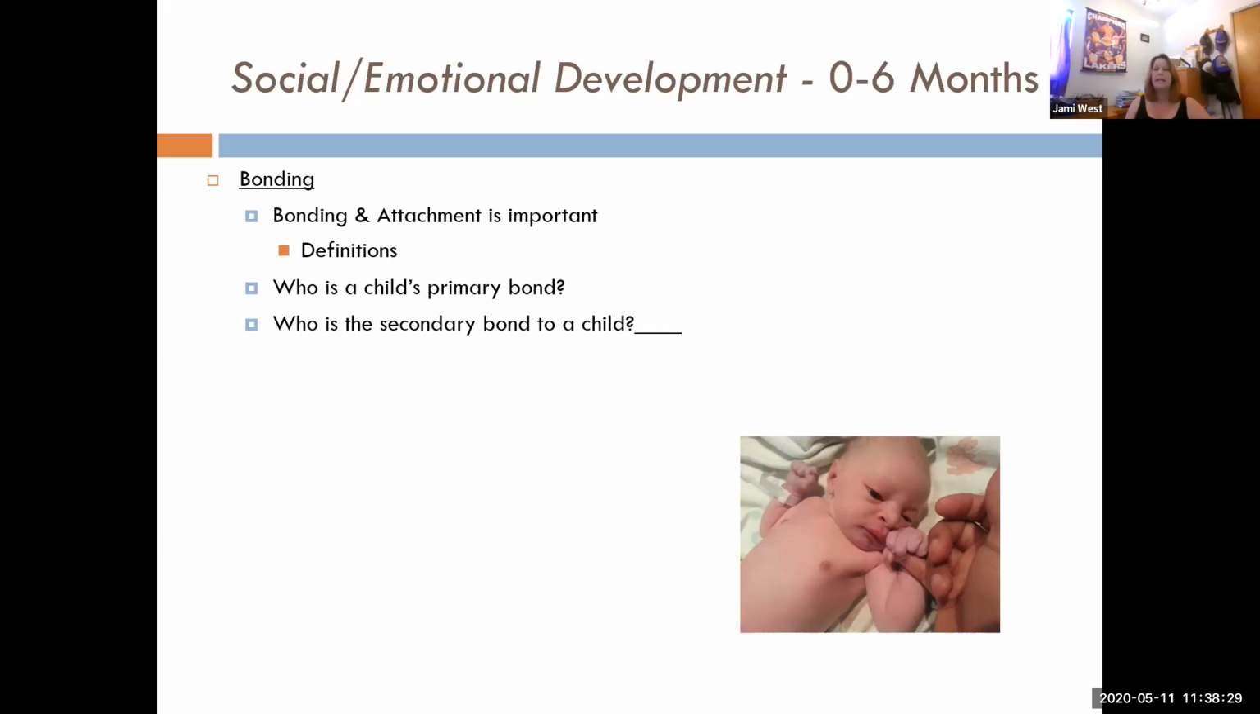And there is a secondary bond, oftentimes. And the textbook says that's us. That's us who are child care providers, okay? Child care providers can provide a secondary bond, okay? Because we are often with them so much.